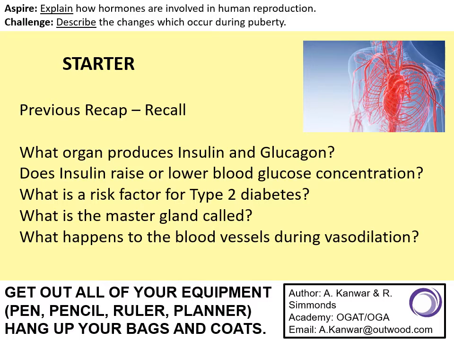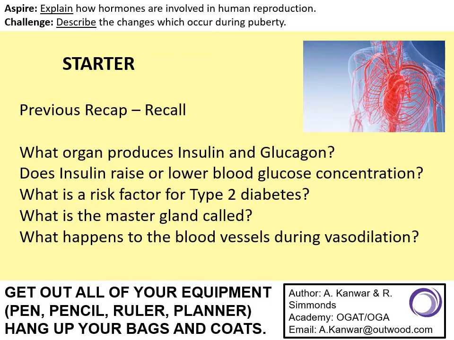Question number 1, what organ produces insulin and glucagon? That would be the pancreas. Question 2, does insulin raise or lower blood glucose concentration? Well, let's think about it before we give our answer. When we eat, that's when insulin is released. And the only reason why insulin is released is because blood glucose concentration is high. That's what happens once you've eaten. So the role of insulin is actually to lower blood glucose concentration.